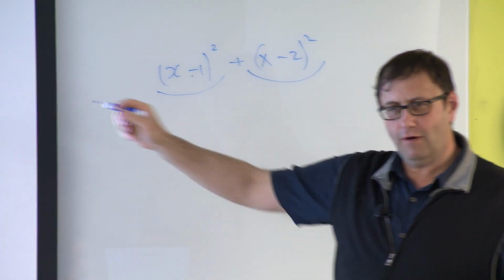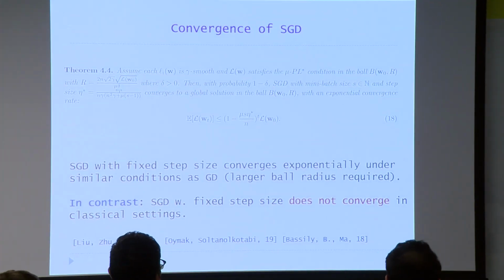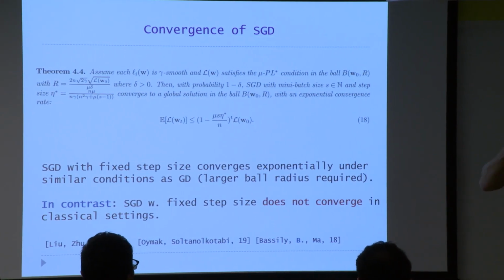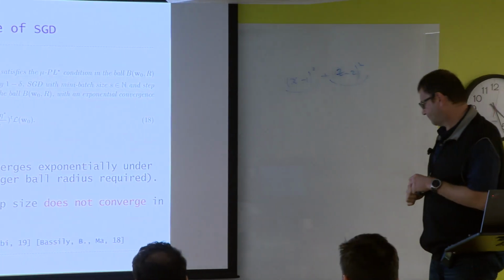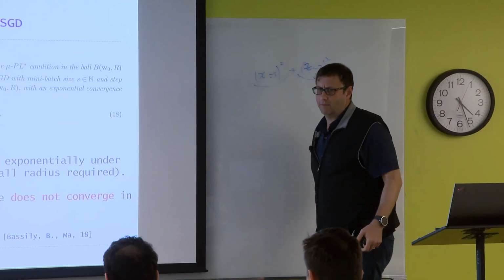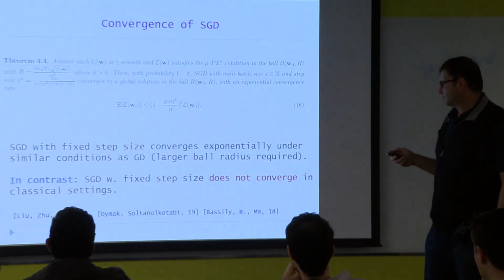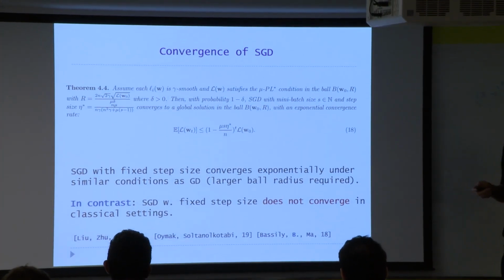But in this overparameterized case, it works because it's like replacing this x by some other variable for each data point. Somehow they separate, and you get convergence because you get these different directions of convergence. So it's a really nice property of overparameterized systems. Non-classical, somehow.